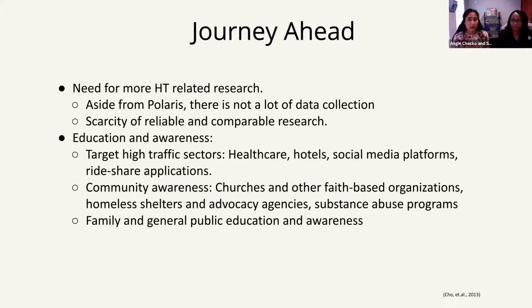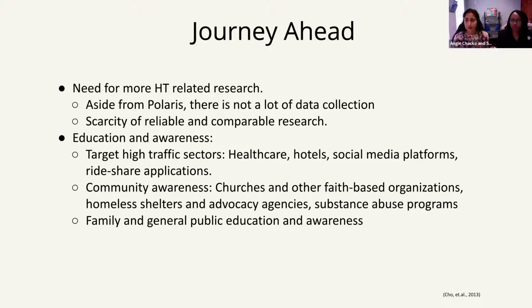But there's a lot of underreporting. There's a lot of missed victims, and so it's difficult to do research. There's not a lot of data collection, which can make identifying the holes harder. And then, like I said, scarcity of reliable and comparable research. And then education and awareness.